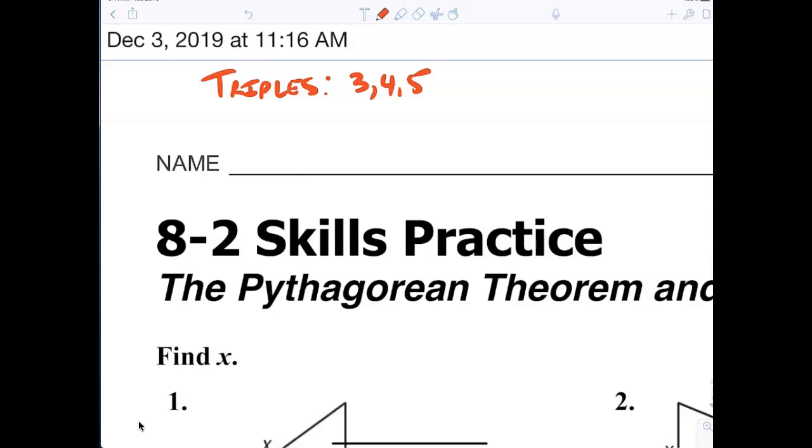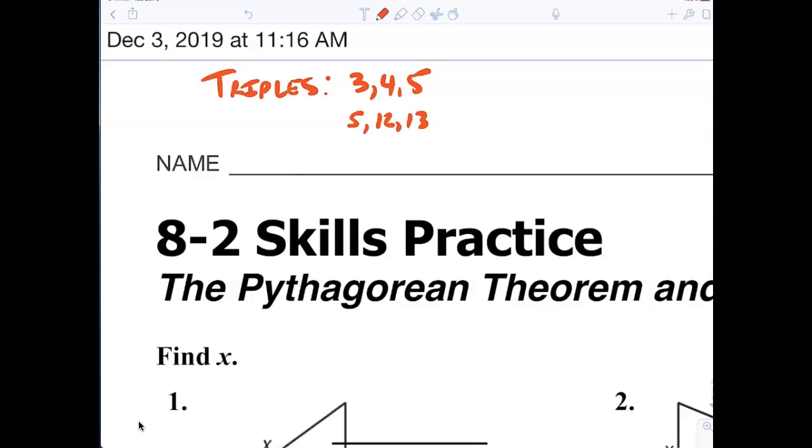And on standardized tests, that's what you're trying to do. You're trying to gain an advantage on your time. So if you know these things, people will be doing the math and you'll be going to the next problem because you know these triples. All right, it's 3, 4, 5. The next common one that you see a lot is 5, 12, 13. That's something I would like you to know.